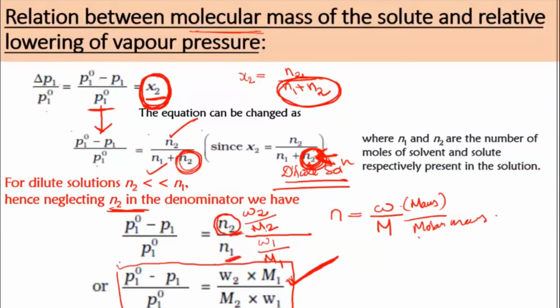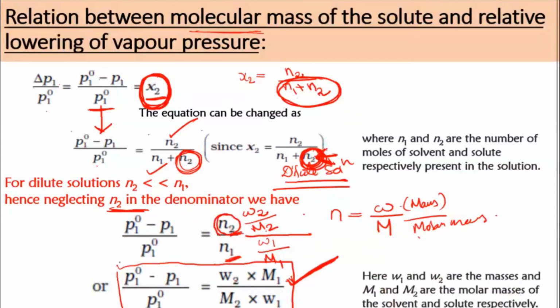Now quickly note this down, and you can explain each and every term here. What does W2 stand for? It is the mass of the solute. W1 is the mass of the solvent. M1 is the molar mass of the solvent, and M2 is the molar mass of the solute.